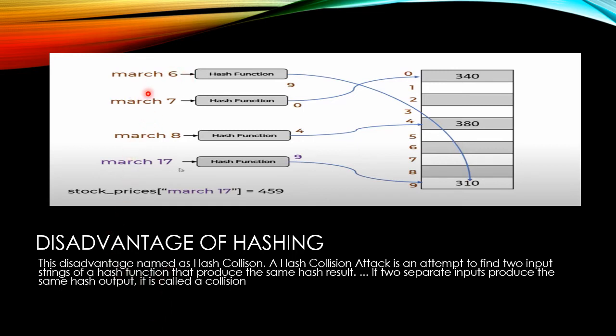What is that? Let's see the picture, that these two elements are going to the same last index. So this is the main disadvantage, called hash collision. It means two distinct elements are in the same index. So how to resolve this disadvantage? Now we can see.